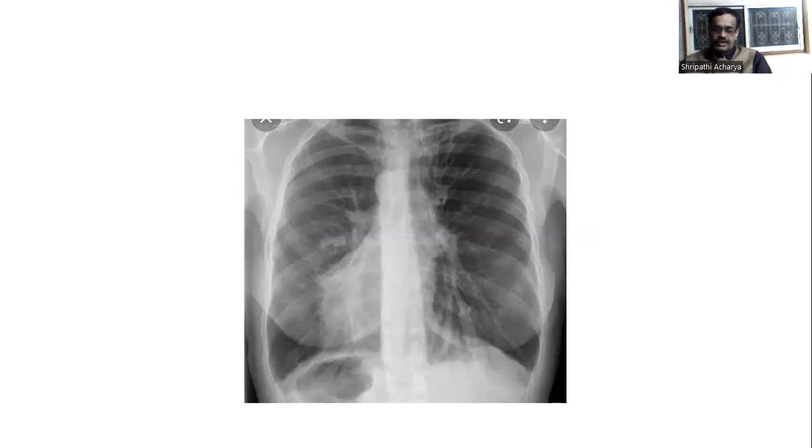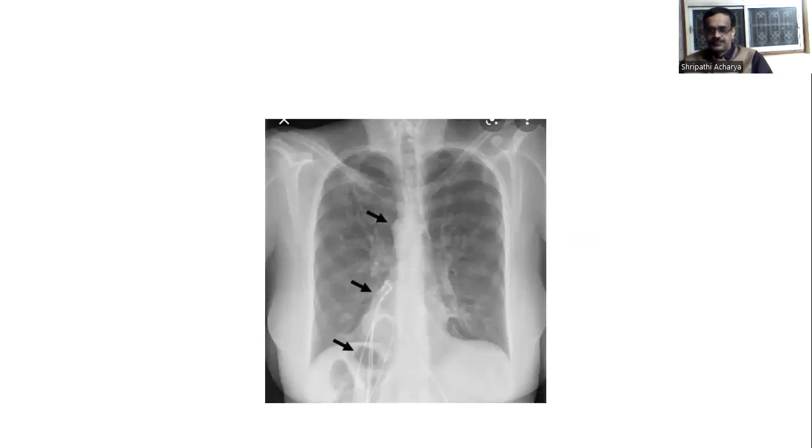So there is the heart shadow on the right side, cardiac apex on the right side, stomach shadow on the right side, and liver shadow on the left side. There is some bronchiectasis also, the condition of Kartagener syndrome. You can see here. So Kartagener syndrome. The heart is on the right side, stomach on the right side, liver on the left side, bronchiectasis changes.